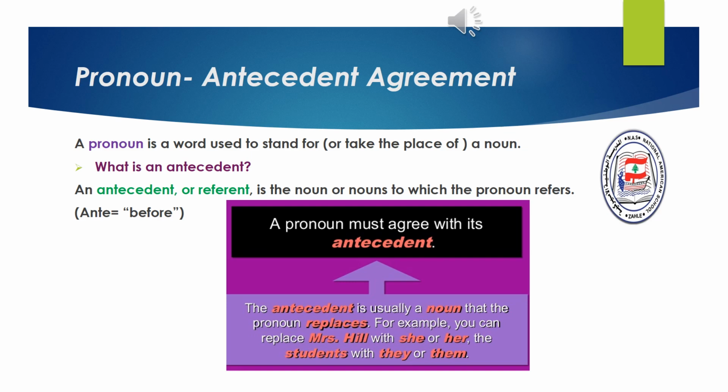And ante means before. How do pronouns and antecedents agree? A pronoun must agree with its antecedent. The antecedent is usually a noun that the pronoun replaces. For example, you can replace Mrs. Hill with she or her, the students with they or them.